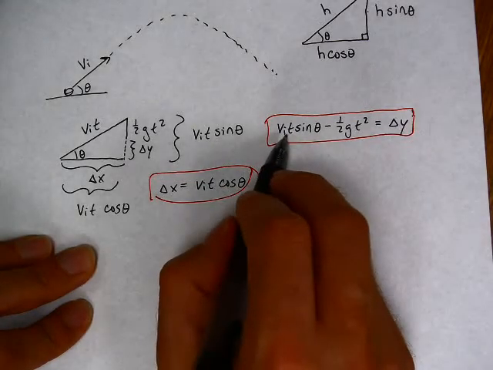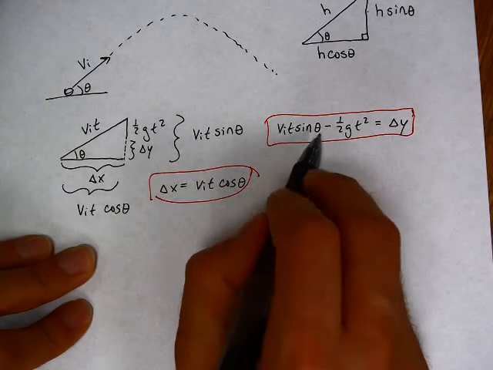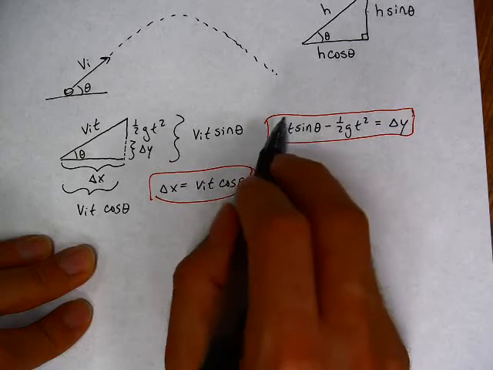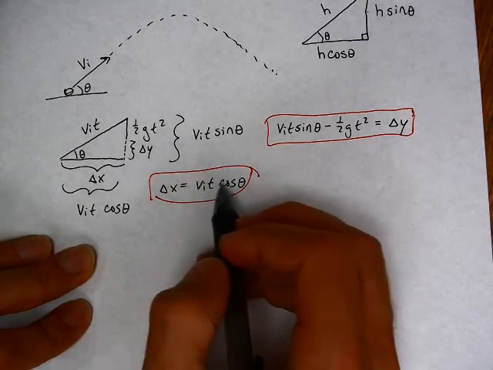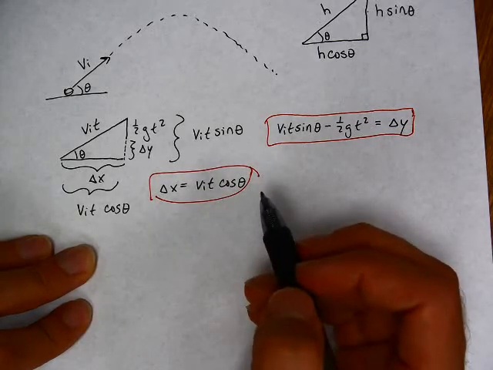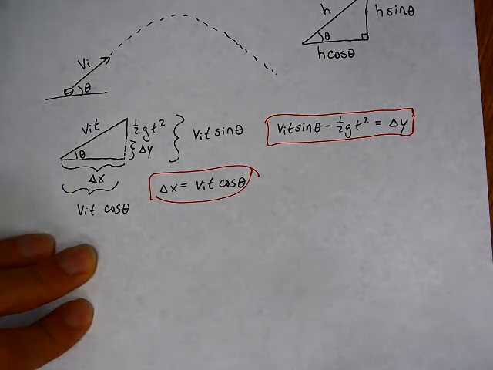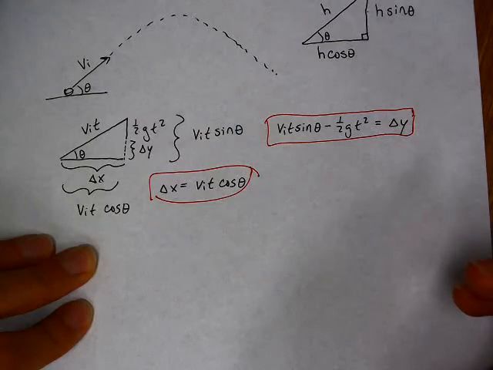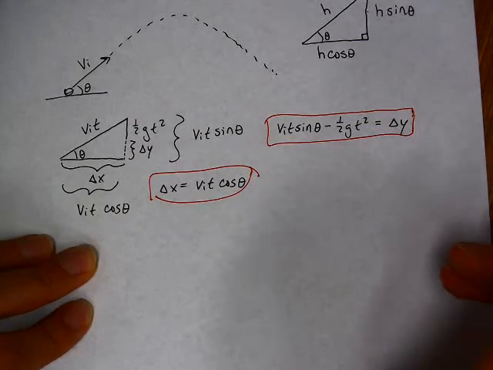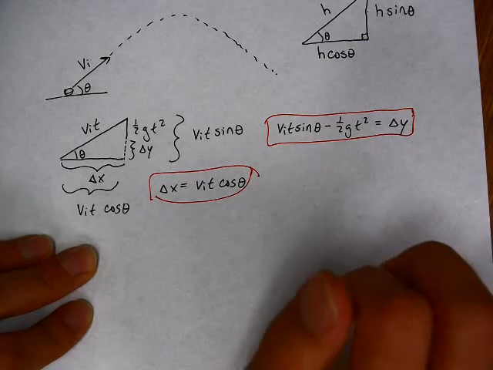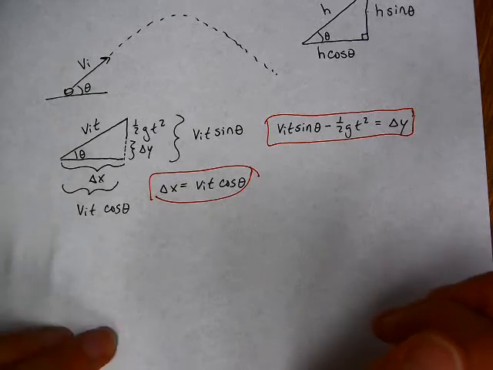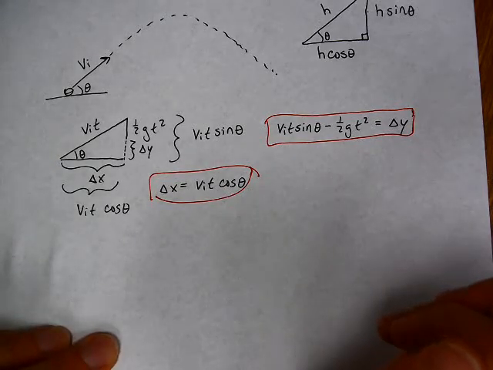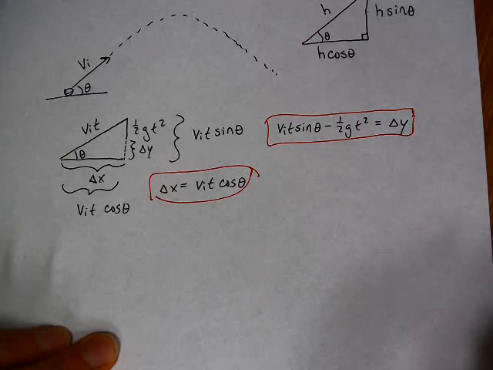Often the t is moved until after the sine theta, so it reads VI sine theta t minus 1/2 GT squared, and same here, VI cosine theta t, but it doesn't matter. Okay. Now, we can use these equations to solve such questions as how long is the object in the air and what is its range. How might we do that?